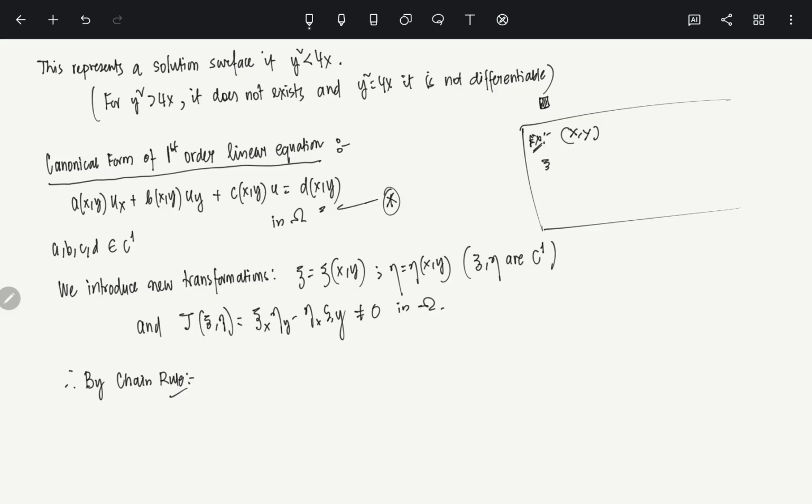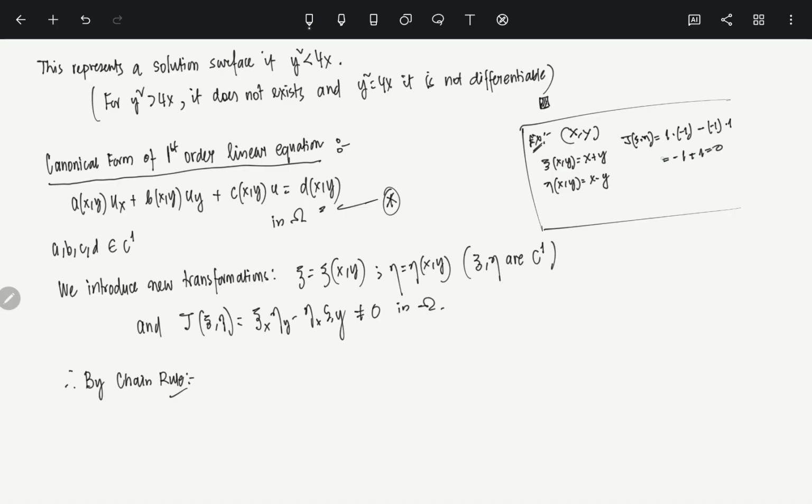So let's say you define xi of x, y to be x plus y, okay, and eta of x, y to be x minus y. So basically we are changing the coordinates a little bit. Now if we do that, what is the Jacobian of xi and eta? If you calculate it, you see it is xi x eta y. Xi x is 1, eta y is minus 1, minus eta x. Eta x is minus 1, and then xi y. Xi y is 1, okay. So it is minus 1 and plus 1, it is equal to 0.